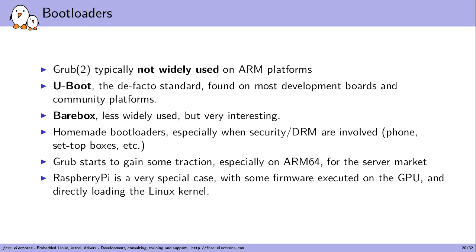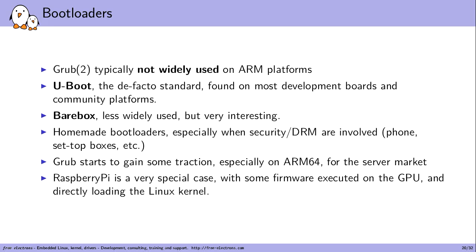In terms of bootloaders, we don't really use GRUB 2 that often on ARM platforms. U-Boot is the de facto standard, and it's a completely different bootloader project. It's also GPL licensed, but it's a different project. It has support for many architectures, not only ARM, but PowerPC, MIPS, and many other more funky architectures. Barebox is also quite popular, though a lot less than U-Boot by far.